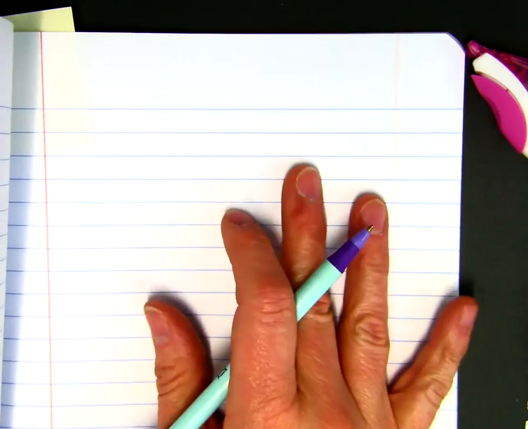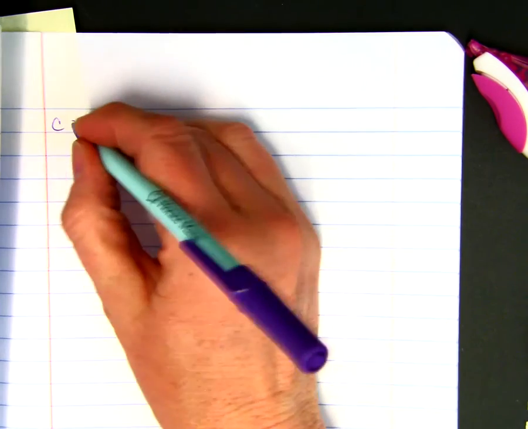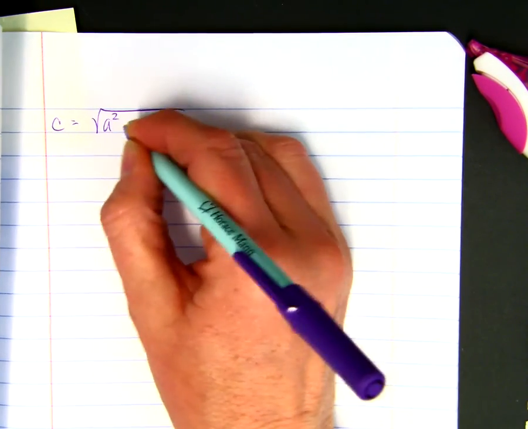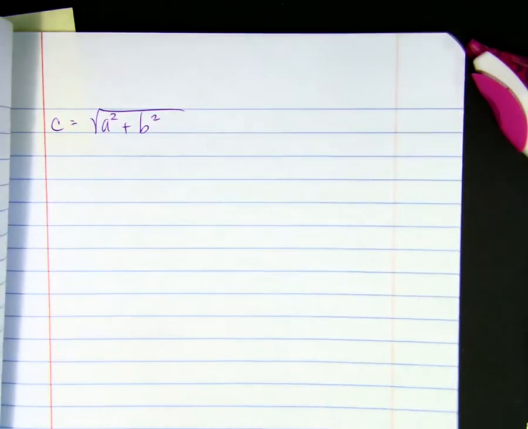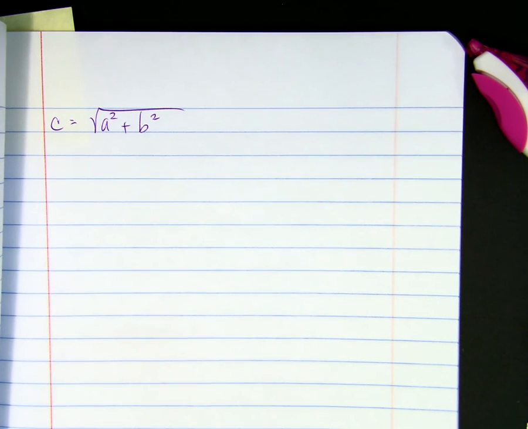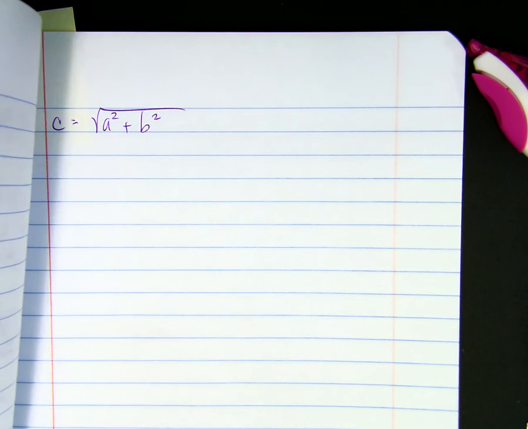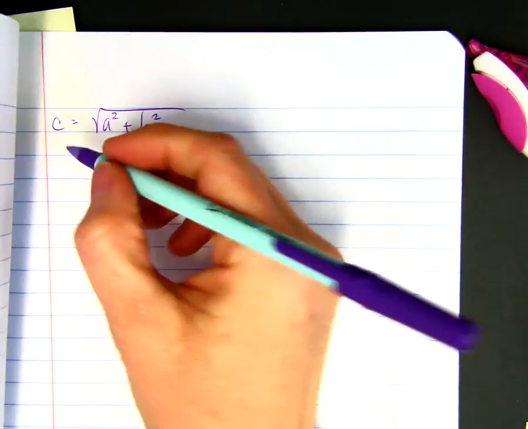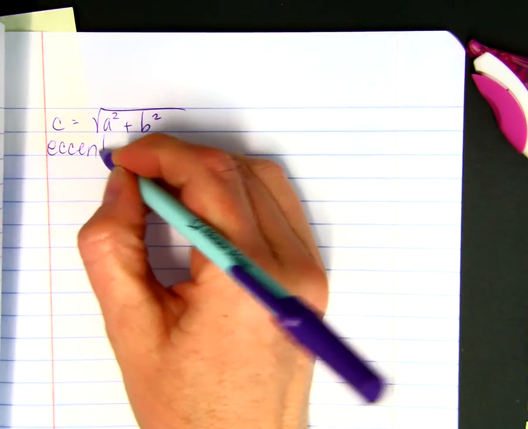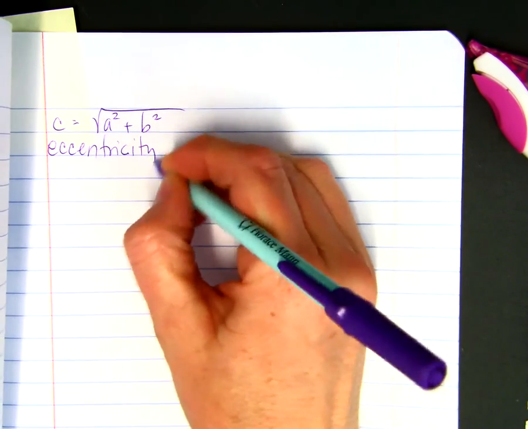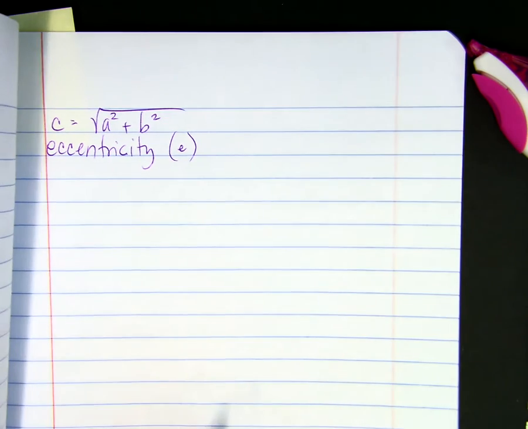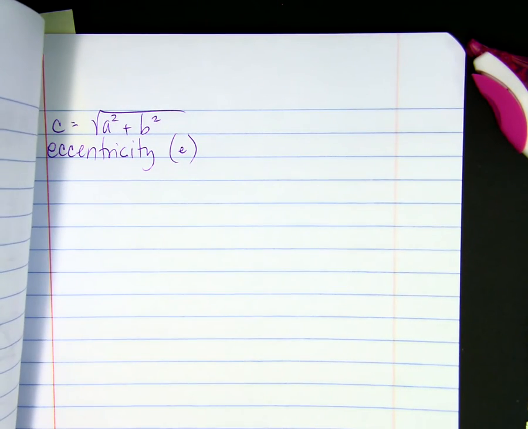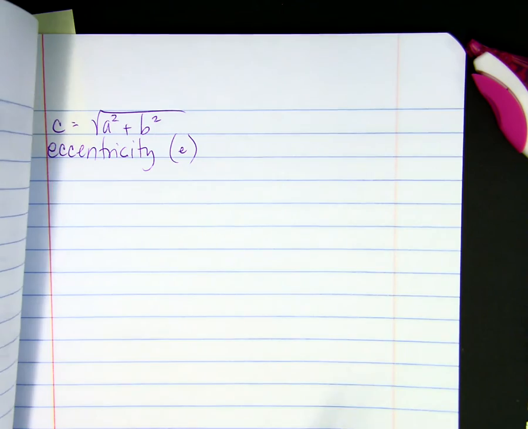Okay, c equals the distance. It's like a distance formula, so it's the square root of a squared plus b squared. Okay. Eccentricity. You have to know what eccentricity means. And it's a lowercase e, different than the inverse natural log.